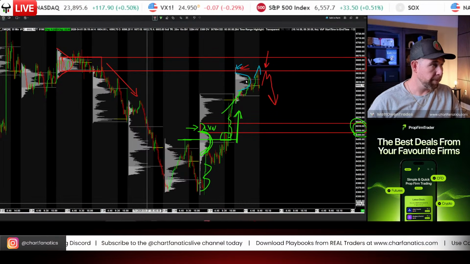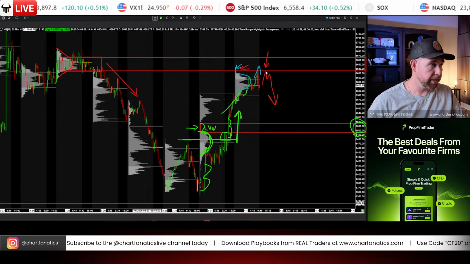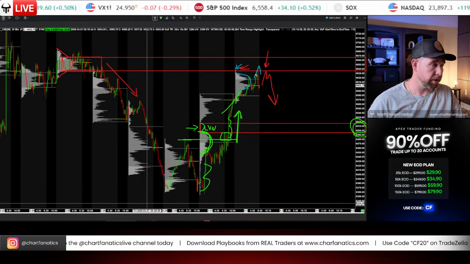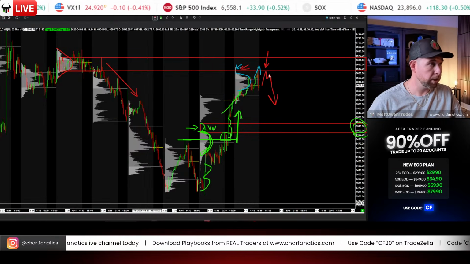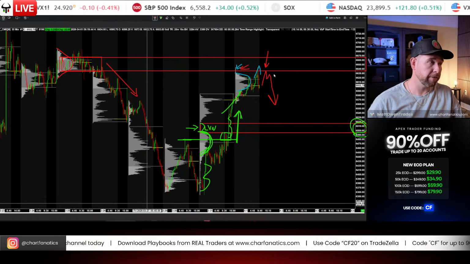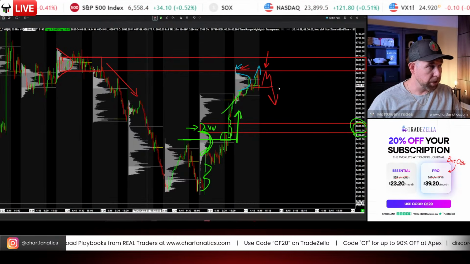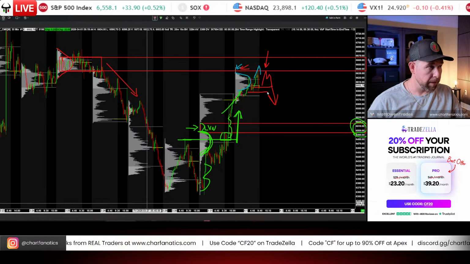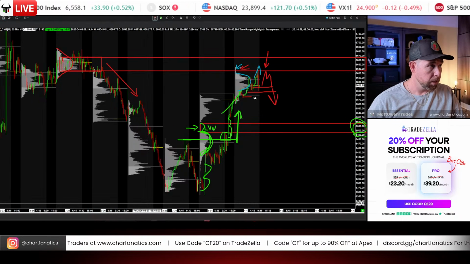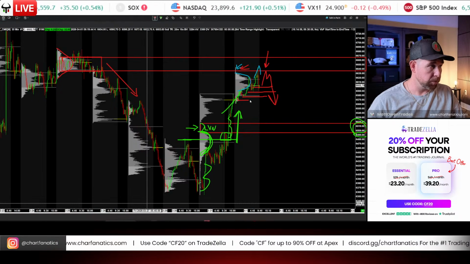So if we do pop up here and I see exhaustion from buyers, especially in the first 30, 40 minutes this morning, then I may look for that top reversal, probably just targeting a quick drop towards 6,600 first, then maybe these overnight lows, value area low, yesterday's point of control.